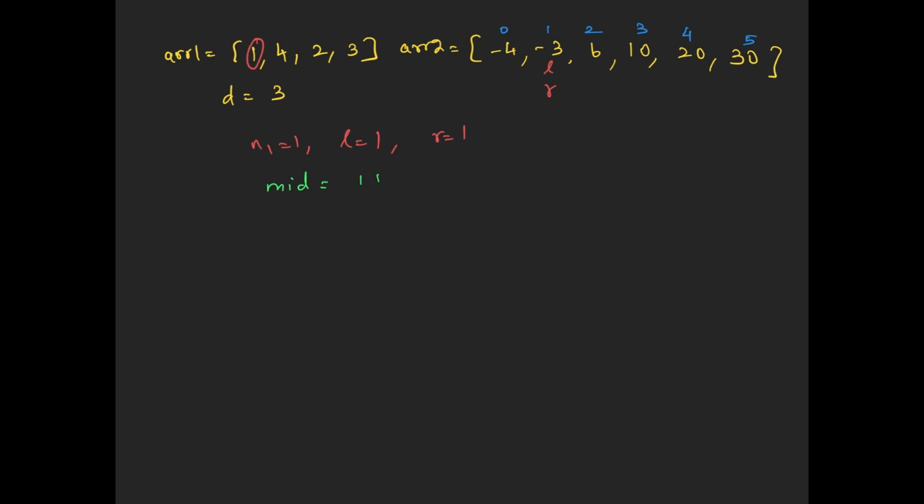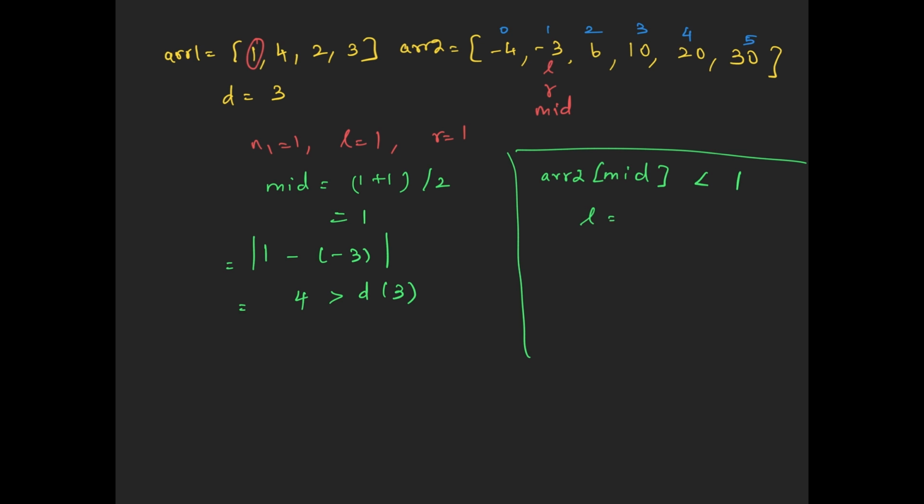After adjusting the left pointer, the new mid value becomes 1, and both the left and right pointers are now pointing to 1. The absolute difference is still greater than the allowed distance. We again check the value at the mid. It's smaller than the selected number n1, so we shift the left pointer again to mid plus 1. Now the left pointer is greater than the right pointer, meaning we have exhausted all the potential values to compare, and we exit the search.